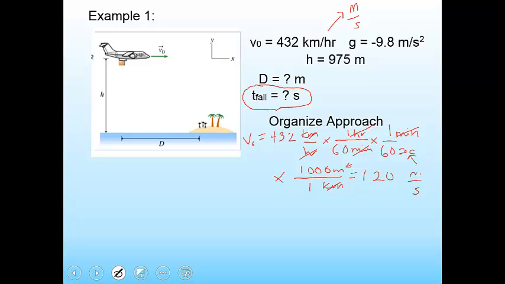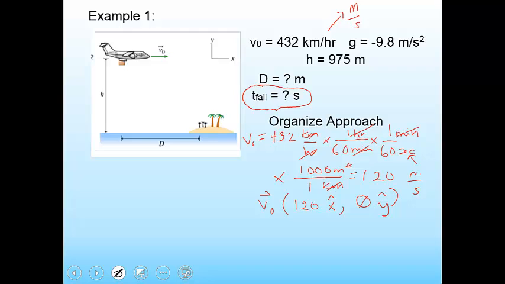Okay, so we have v in the x direction. So this is v naught. If we think about it as a vector, it has an x direction, which is 120 in the x hat direction, and it's 0 in the y hat direction.